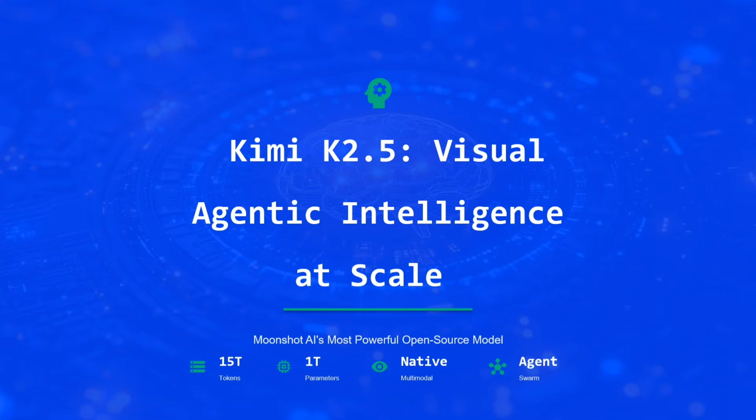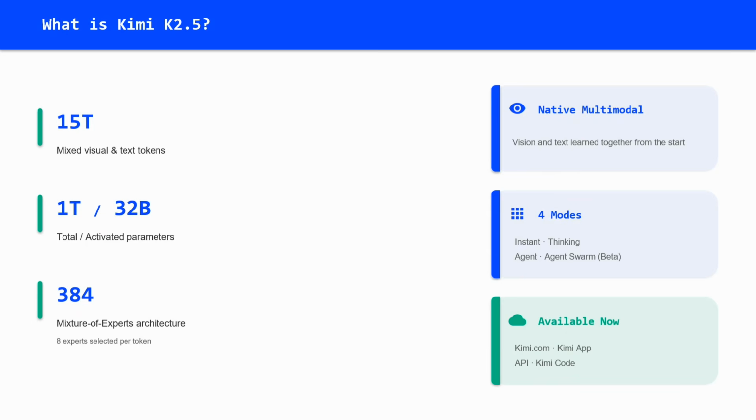Kimi K2.5, Visual Agentic Intelligence at Scale. Moonshot AI's most powerful open source model, 15 trillion tokens, 1 trillion parameters, native model and agent swarm. What is Kimi K2.5? 15 trillion mixed visual and text tokens, 32 billion activated parameters, and a 384 mixture of experts architecture. This is huge. The model is available as an API as well as on Kimi.com. It has 4 modes: instant, thinking, agent, and agent swarm, which is in beta.